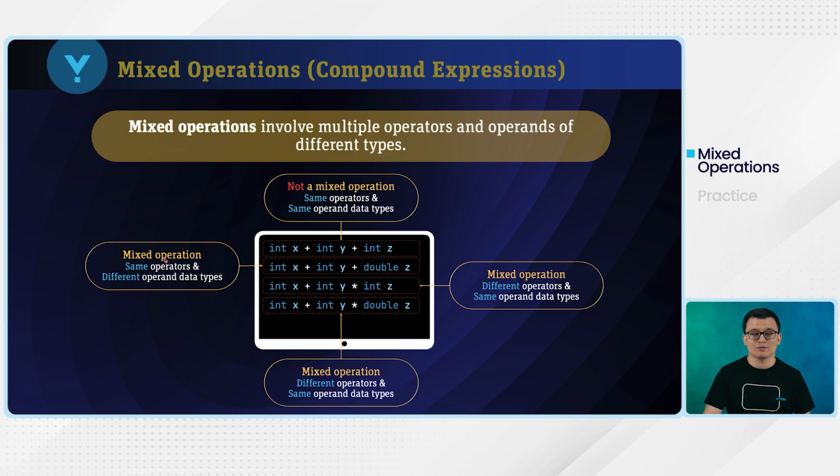a mixed operation. And if you look at the third one here, we have int x, int y, and int z. All of them are the same types, but we also have different operators. One is plus, the other one is multiplication. So if multiple operators and operands of different types are involved, that means it is a mixed operation.